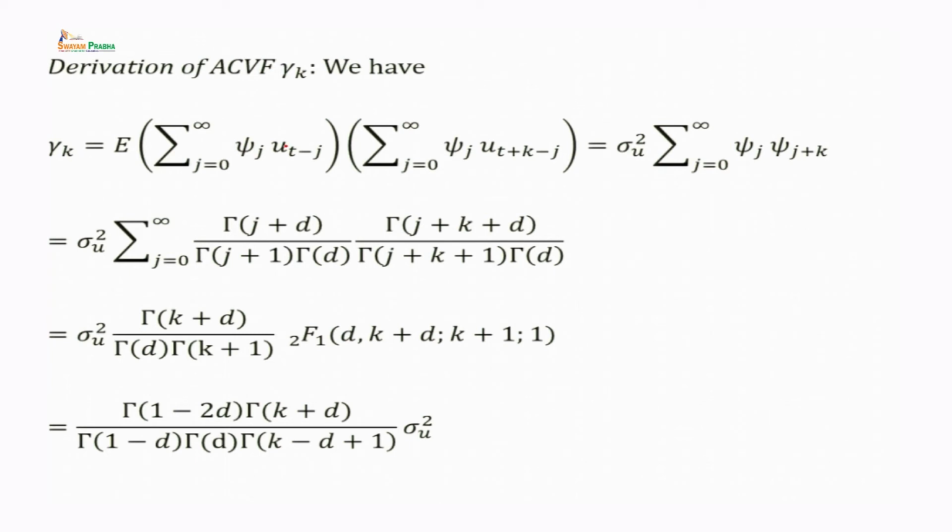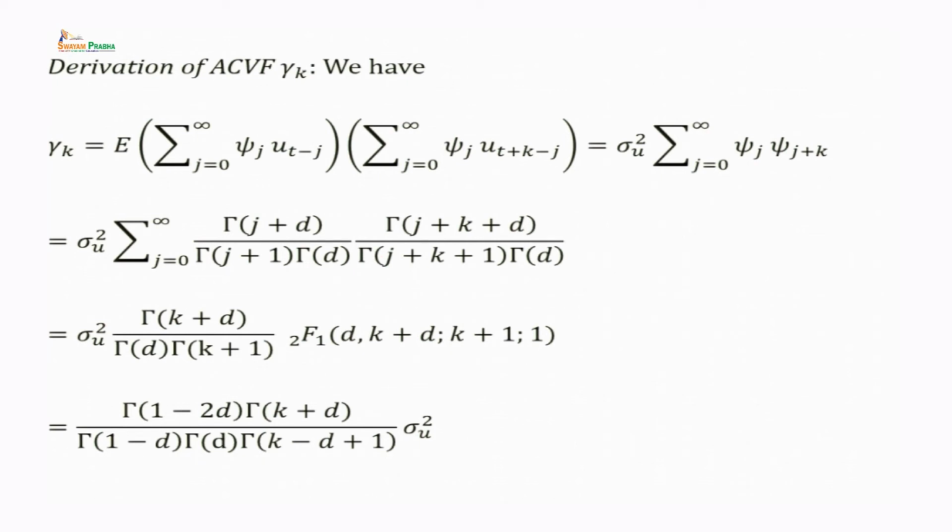All other cross product terms will have expectation 0 because u t is a purely random process. So, you get expectation of this term equal to sigma square u summation j equal to 0 to infinity psi j psi j plus k. And then we substitute the values of psi j and psi j plus k.